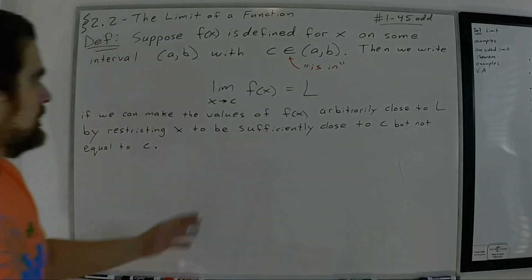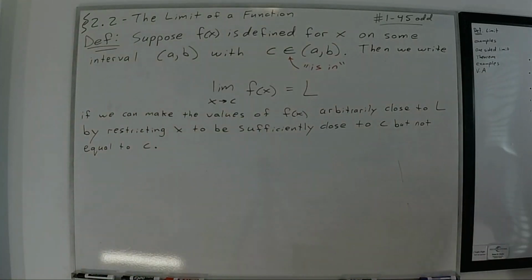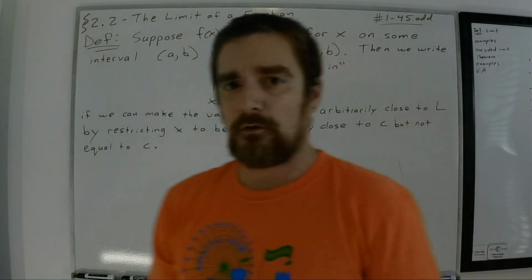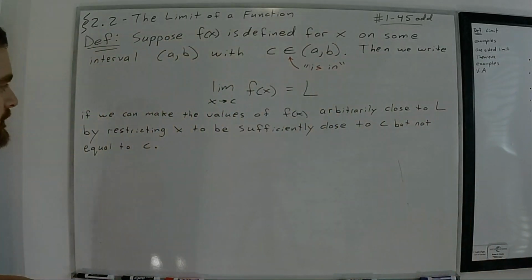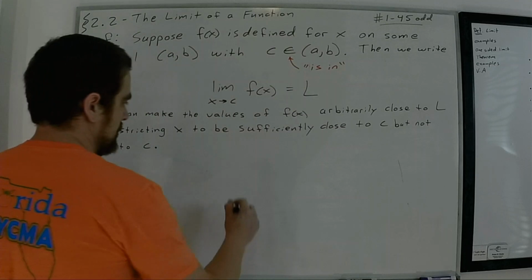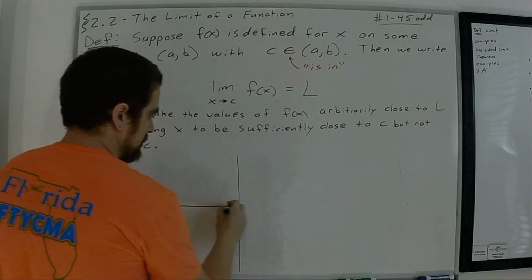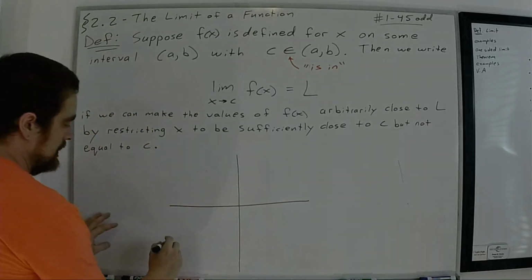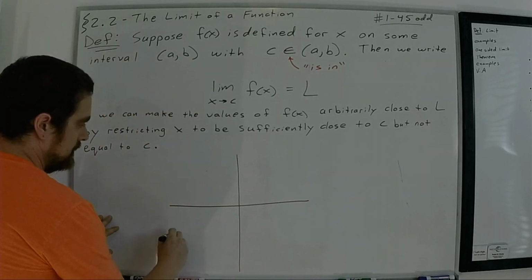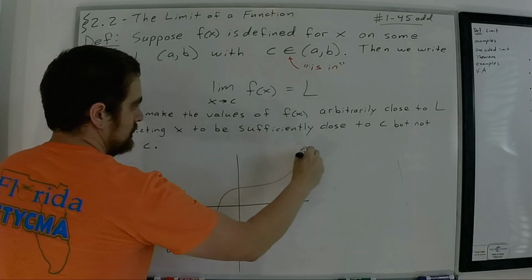Read through it, try and digest it as best you can, but I think ultimately you need a picture to really put this all into the best possible meaning. So let's say we have a function, and I'm not going to be very specific about it. I'm just going to draw an arrow here, draw some squiggles, and call it f of x.